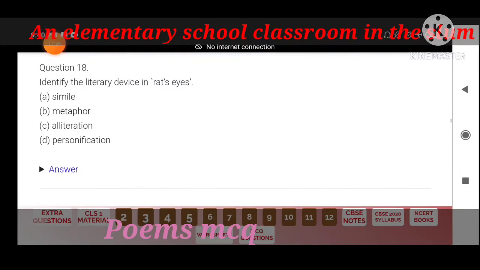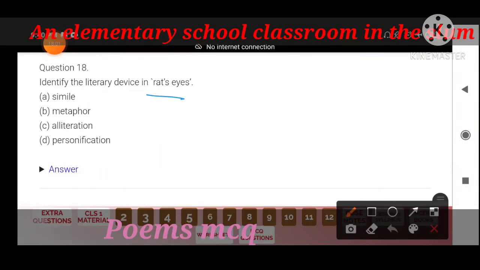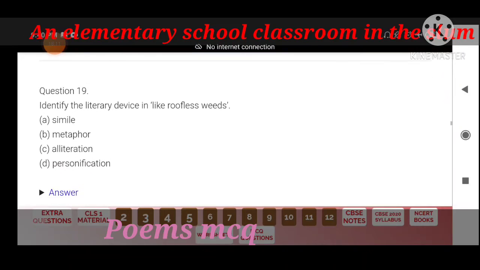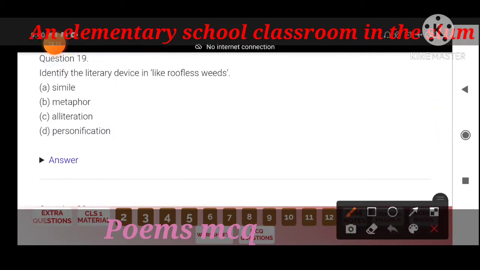Identify the literary device in rat's eyes. Simile, metaphor, alliteration, or personification. So rat's eyes here is again metaphor. Eyes like rats. Identify the literary device in like roofless weeds. Simile, metaphor, alliteration, or personification. So the answer is simile. Like direct comparison है यहाँ पे.